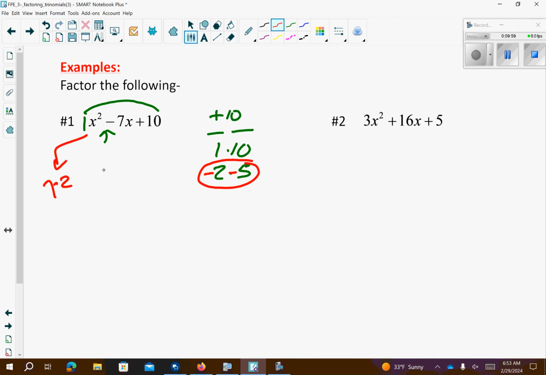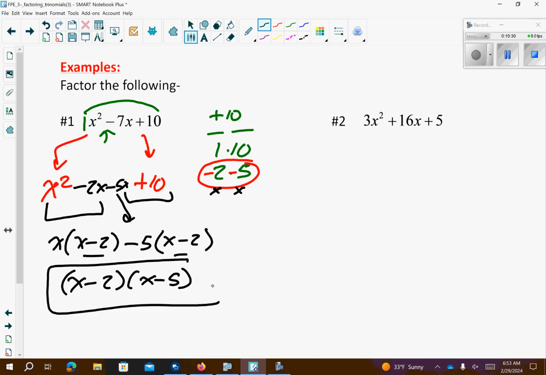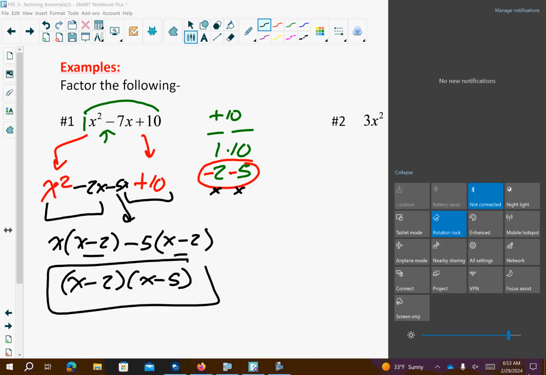So bring the x squared down. Bring the plus 10 down. And note, I'm going to put negative 2x and negative 5x in there. Remember, I'm putting x's with both of those. Factor what you have in common. I have an x in common. That leaves me x minus 2. Middle sign comes down. Factor out a negative 5. Negative 5 taken out of negative 5x is x. Negative 5 taken out of positive 10 is negative 2. Those are the same. That's what we want. There's your answer. Oops, sorry about that.